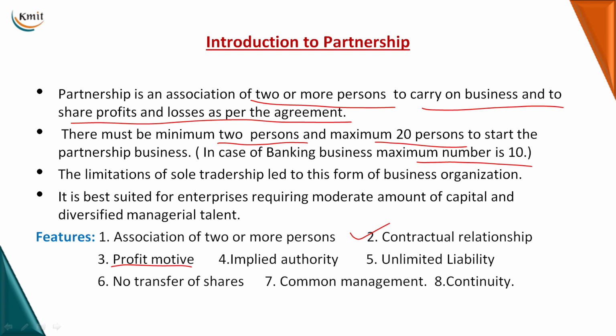Next one is unlimited liability. Here, if losses are incurred by the firm, they will be shared by all the partners according to the agreement they have entered upon on sharing the profits as well as the losses, and at the same time, even the personal properties of the partners can be put to charge in order to reimburse the losses they have incurred.